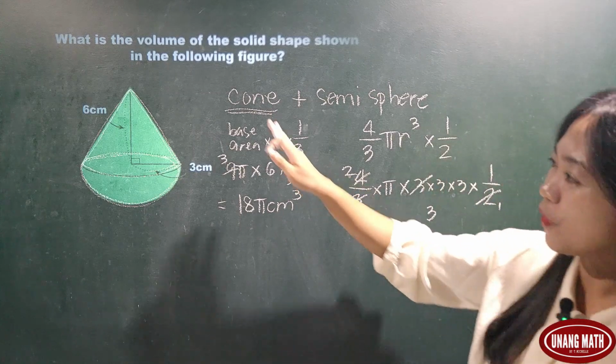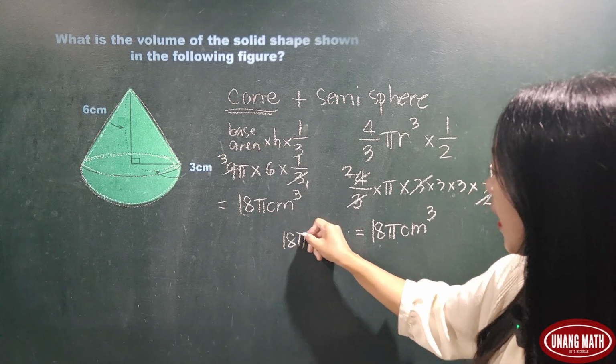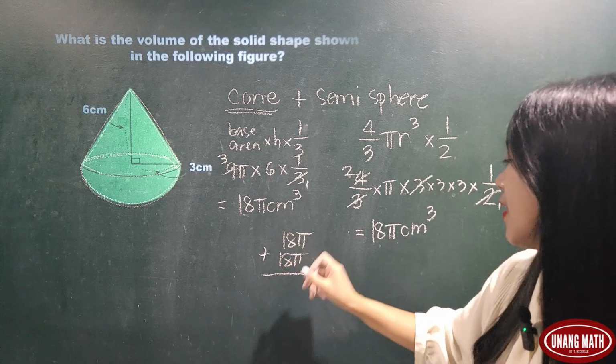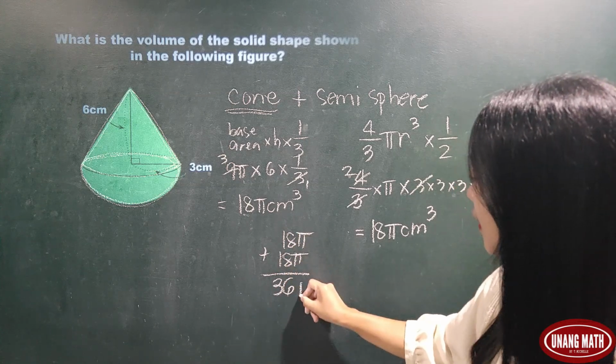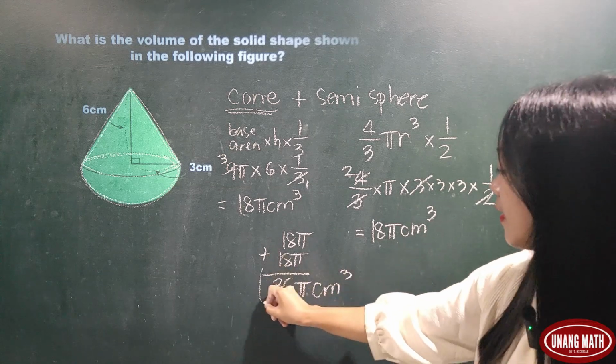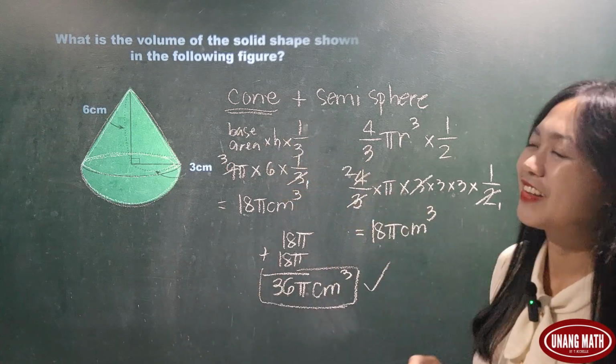And to get the volume of this solid shape, we have 18 pi plus 18 pi. So this is equal to 36 pi. So we have 36 pi cubic centimeters. So this is now the volume of this solid shape.